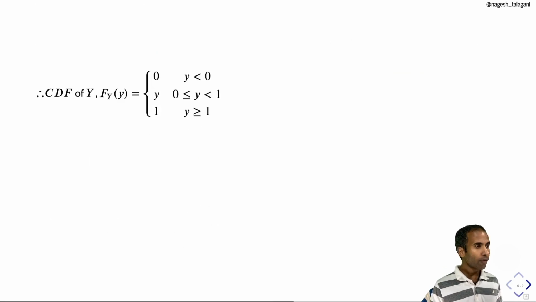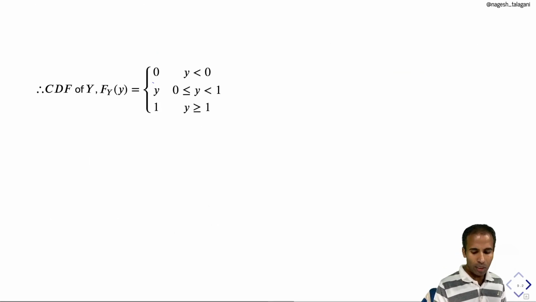So therefore CDF of y is 0 for y less than 0, y for 0 less than or equal to y less than 1, 1 for y greater than or equal to 1. Okay, this is our CDF of y. Now if you differentiate it, you will get the PDF of y.